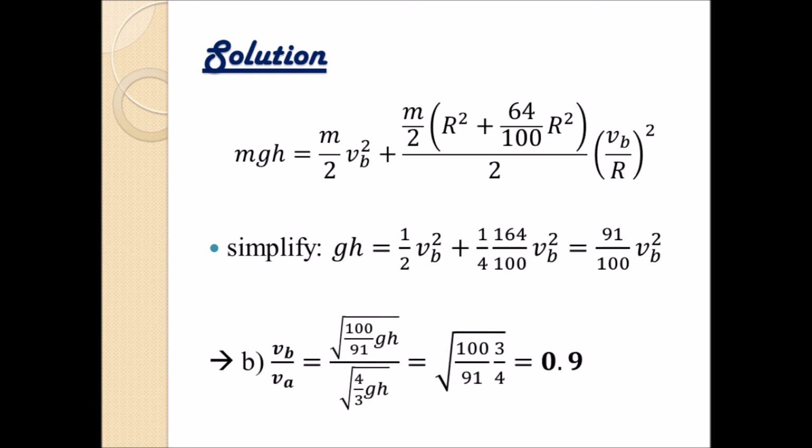Finally, let's put it in a calculator, and what we get out of it is that the relation between the different velocities is 0.9.